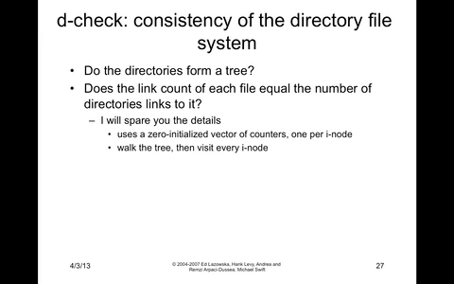So if you have problems here, how can we fix this? Suppose we have a file that has a link count of 2. We only find it in one directory. This is a very easy repair. You just change the link count from 2 to 1.